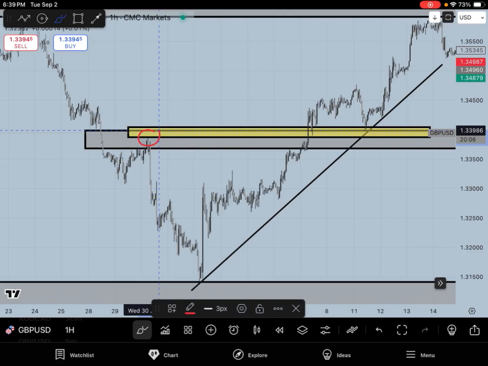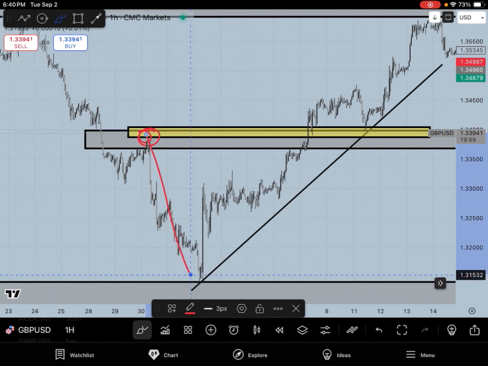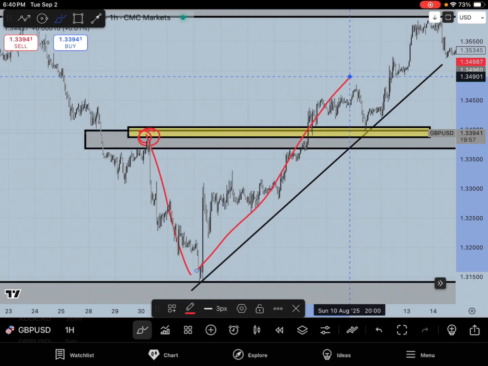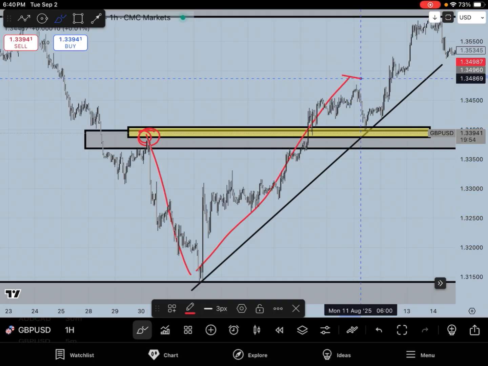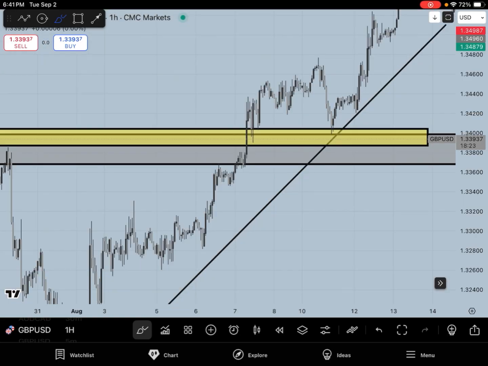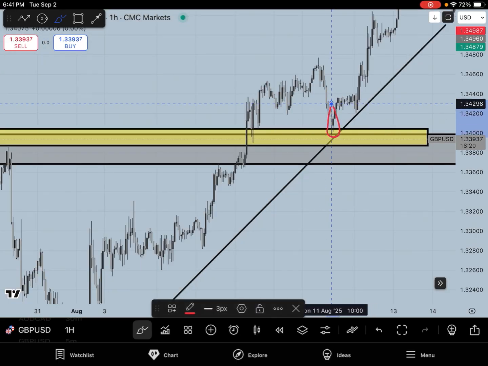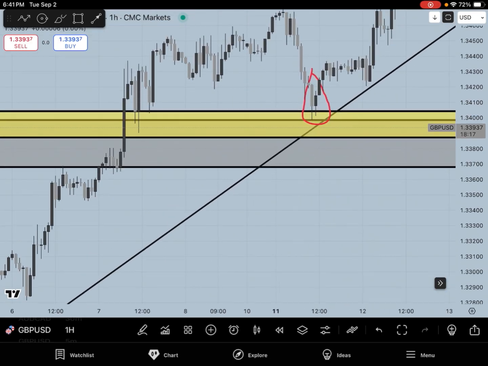You can see here price tested this area right here as resistance, and then it rejected down. Price pushed back up through that resistance zone and then came back and retested it as support. Now remember, the key point is when it breaks through, it makes a new high. So we see price broke that resistance area, created a new high, then it came back and retested that resistance as now support.